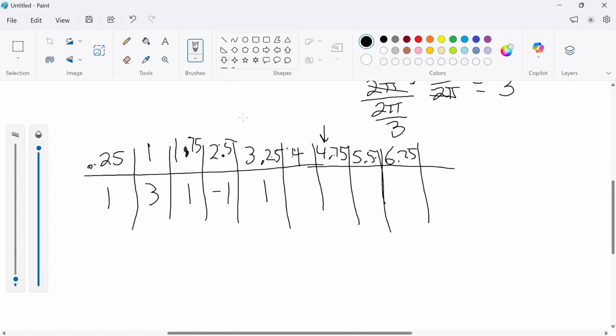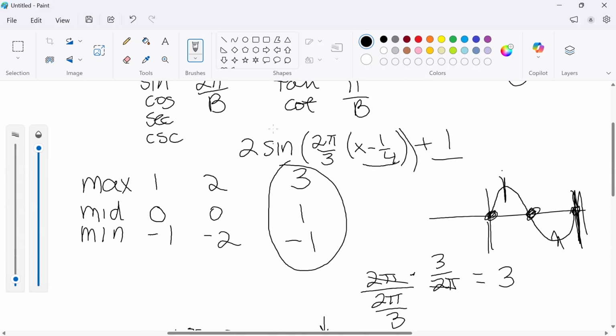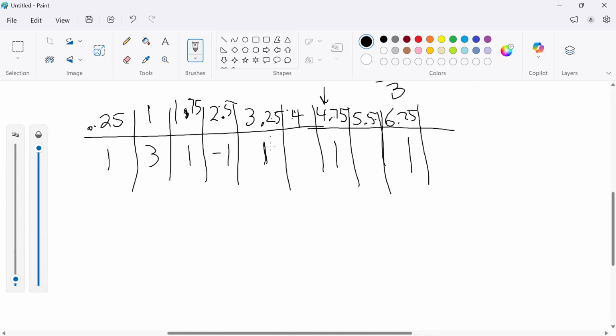And so now I know again, it's going to be at 1 in the beginning, the midline, 1 in the middle, 1 at the end. That's what sine does. It's at the midline at the beginning, the middle, and the end, and that goes up to the maximum at the 1/4 point, which is 3, and down to the minimum at the 3/4 point.